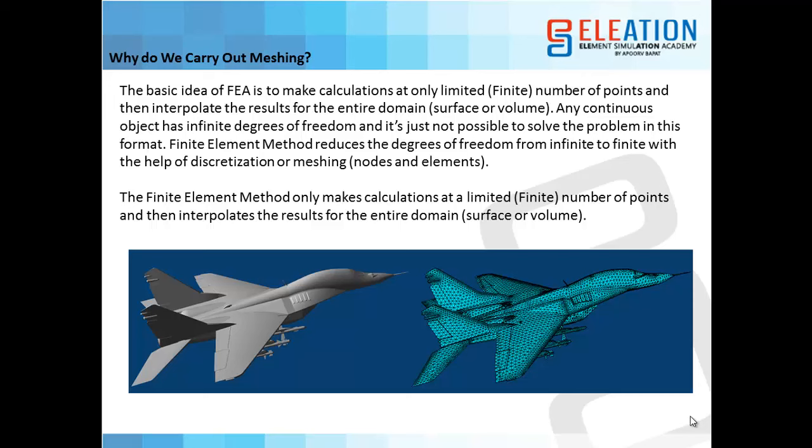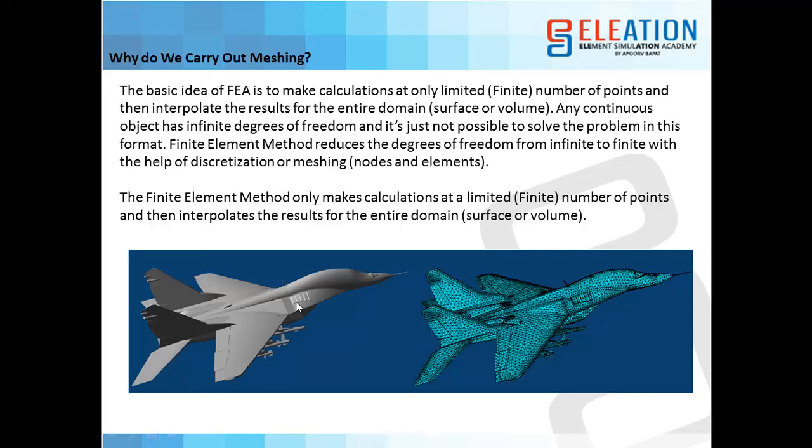So the basic idea of FEA is to make calculations at only a limited, that is a finite, number of points, and then interpolate the results for the entire domain, that is the surface or volume. Any continuous object has infinite degrees of freedom, as you can see here on the left hand side of this model, where the number of calculation points is infinite. So it is just not possible to solve the problem in this format.